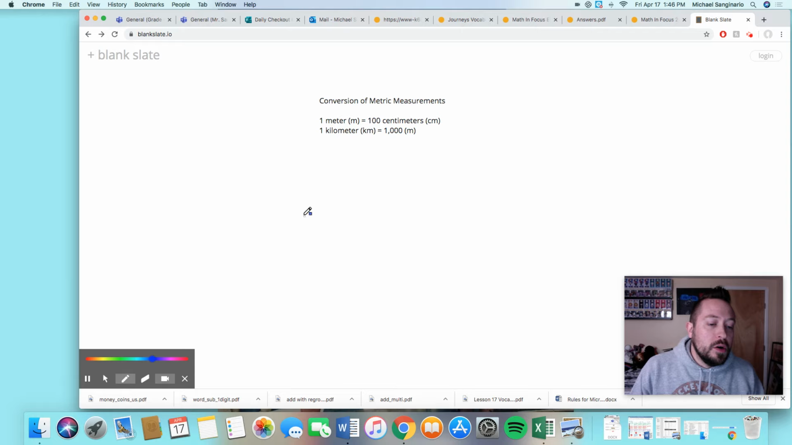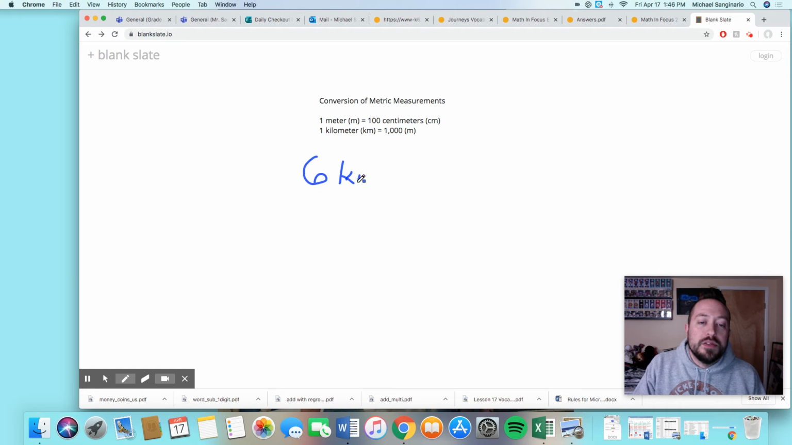So if we have 6 kilometers, and km stands for kilometers, that is the same as 6,000 meters. If it was 10 kilometers, that would be the same as 10, and then again, just like what we did yesterday when converting from meters to centimeters, we're just tacking on 3 more zeros here. 1, 2, 3. And that answer would be 10,000 meters.